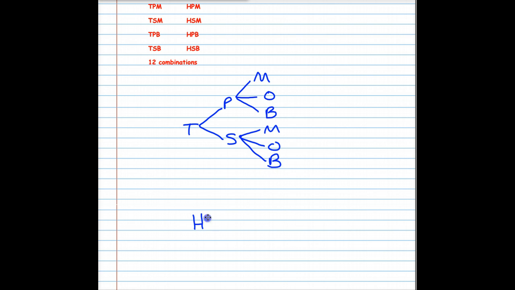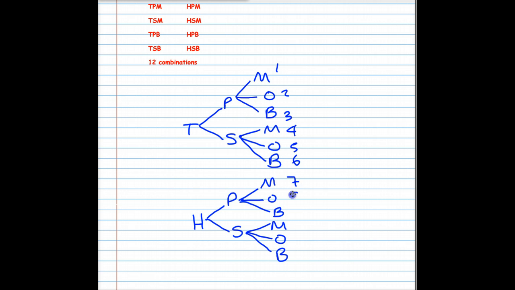So, hand-tossed, pepperoni, sausage, mushrooms, olives, banana peppers, sausage, mushrooms, olives, banana peppers. If we go here and count them, we have 1, 2, 3, 4, 5, 6, 7, 8, 9, 10, 11, 12, which agrees with our organized list. So we have apparently used the strategy correctly.